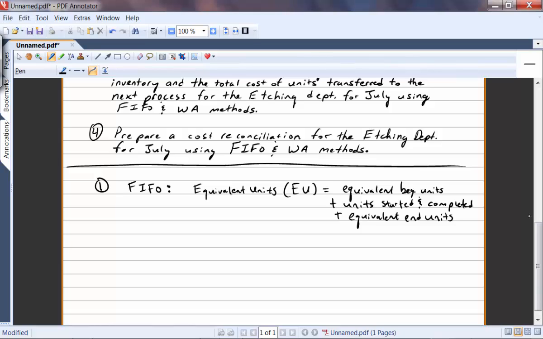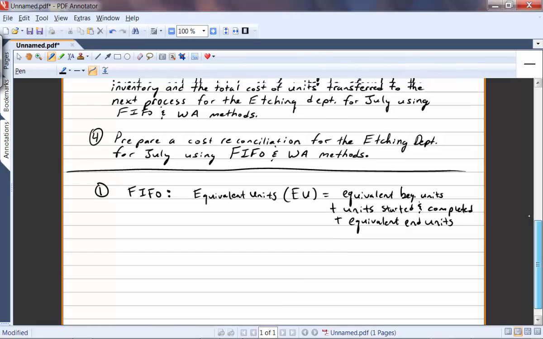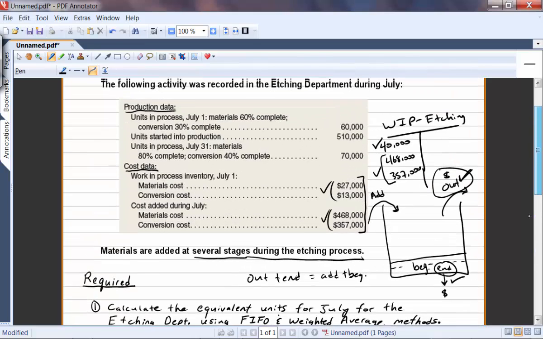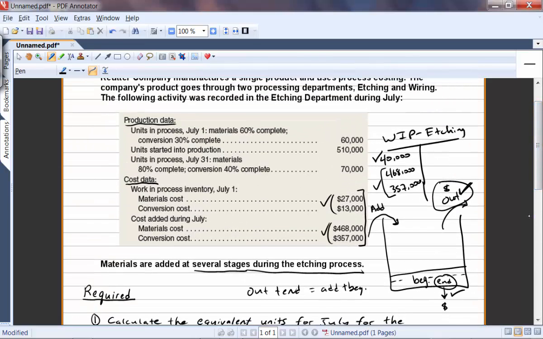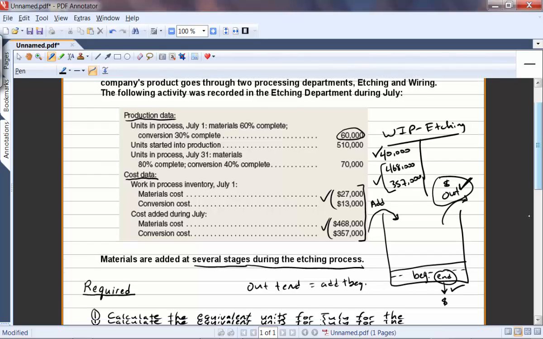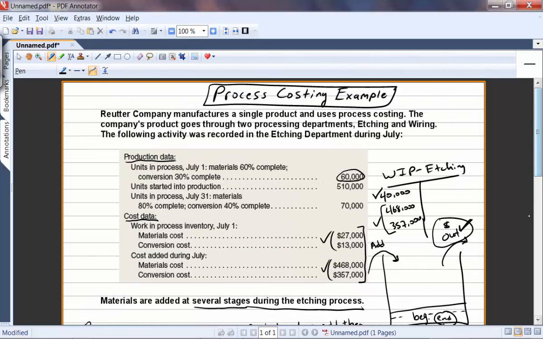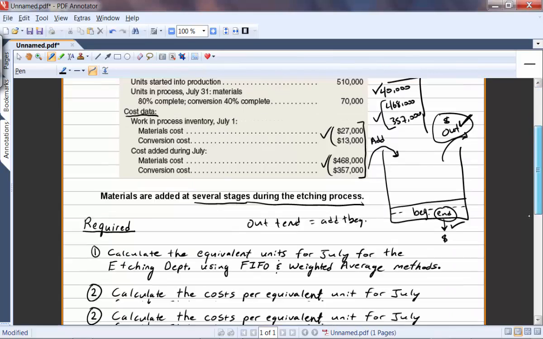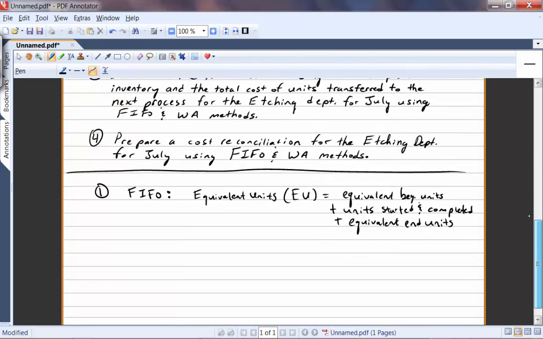Now, there are some units sitting at the beginning. I'm sorry, there are 60,000 units at the beginning, right? But they're not completed yet. They're partially done. We want to get the equivalent units that we have left to complete, right? For FIFO. We'll go through that here in just a sec.